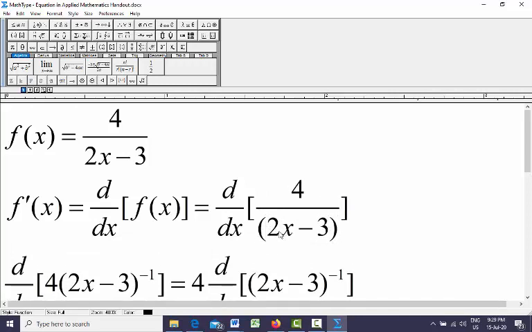So as you can see, over this bracket, in the denominator we have this twice x minus 3, and on top of this bracket we do not have any power. That doesn't mean that there is no power. That means there is a power, which is 1, because power 1 we don't need to write it.